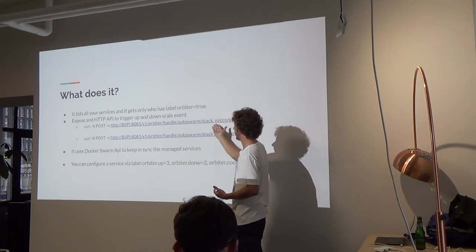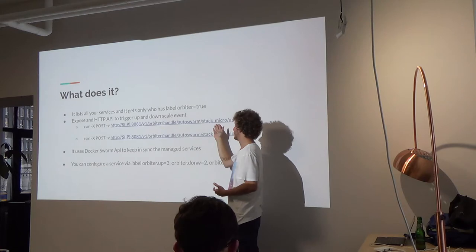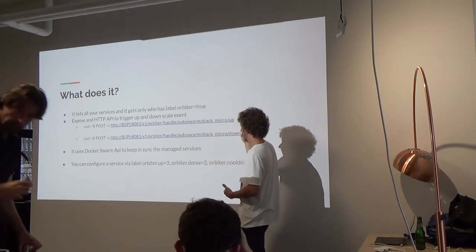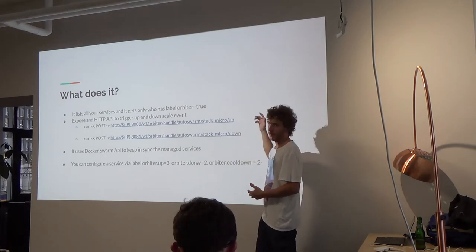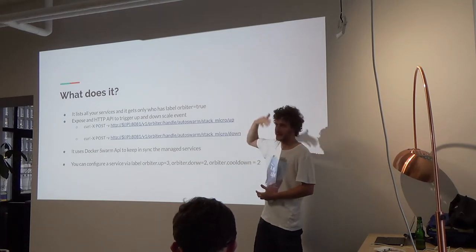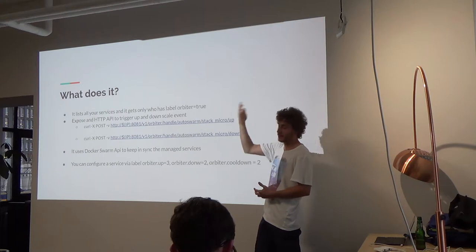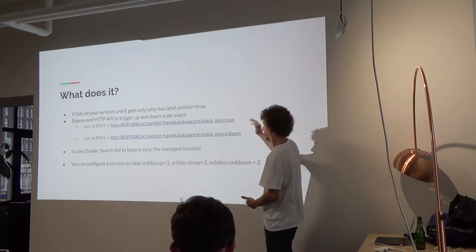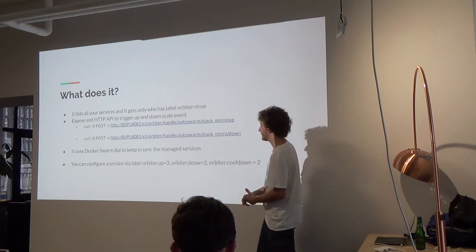Let's say that your service is called Staff Micro, and you have two routes that you can use, up and down. When you call up, you are increasing the number of services, the number of tasks. If you call down, you are decreasing the number of services. In this case, you are scaling up or scaling down.